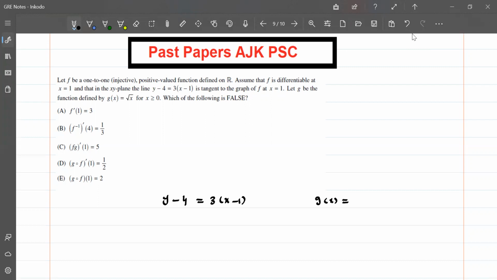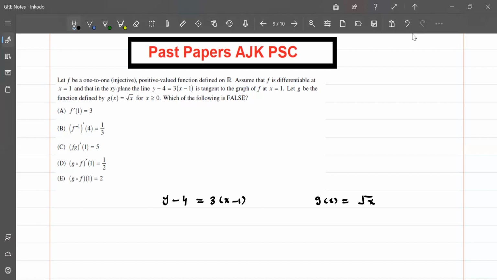We are given that g of x is equal to square root of x, with x greater than or equal to 0. Definitely the domain of g of x is x greater than or equal to 0. Which of the following is false? We can check these conditions A, B, C, D, and E, and pick the option which is false.